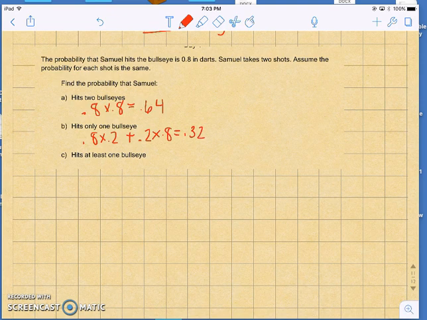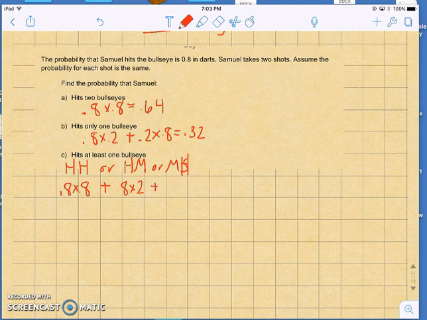And if he could hit at least 1 bullseye, so that would be he could hit, hit, or hit, miss, or miss, hit. So that's 0.8 times 0.8, plus he could hit and miss, 0.8 times 0.2, or he could miss and hit, so 0.2 times 0.8. So we have 0.64 plus 0.16 plus 0.16, so that would be 0.96.